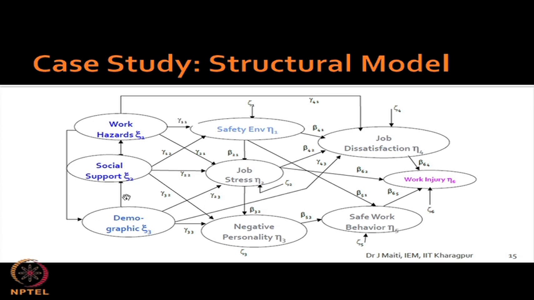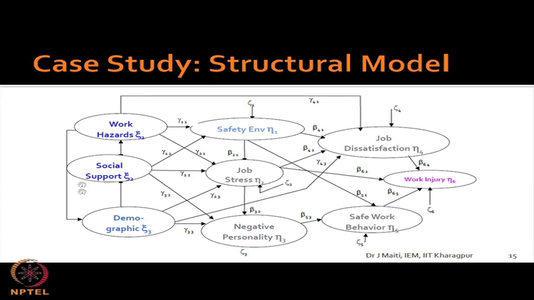And here what we are saying is that there are 2 types of latent constructs or latent factors, one is exogenous, another one is endogenous. You see what we have written, work hazard, social support and demographics, these 3 things are not affected by any other variables in the model.